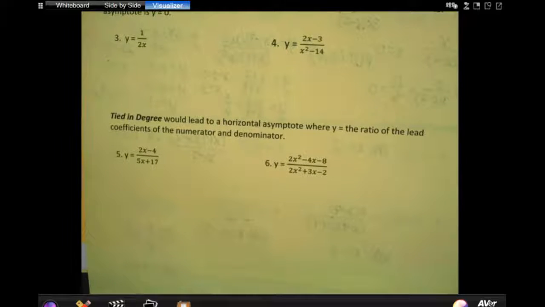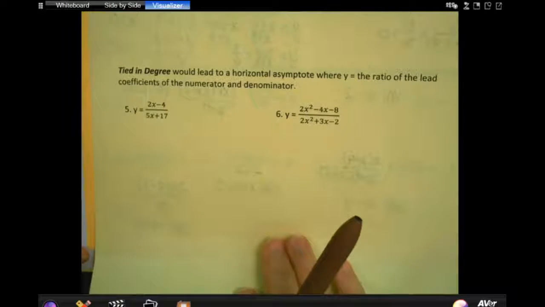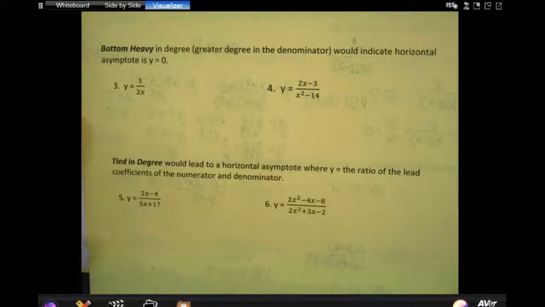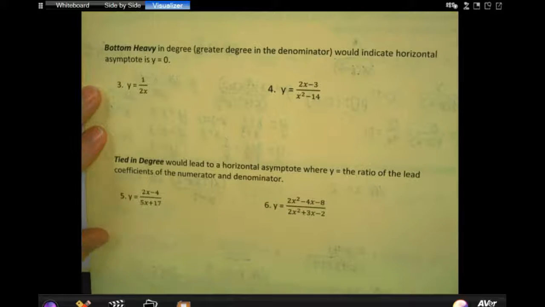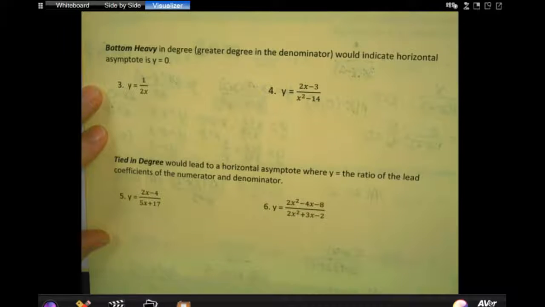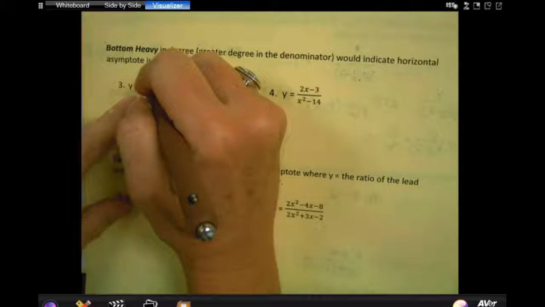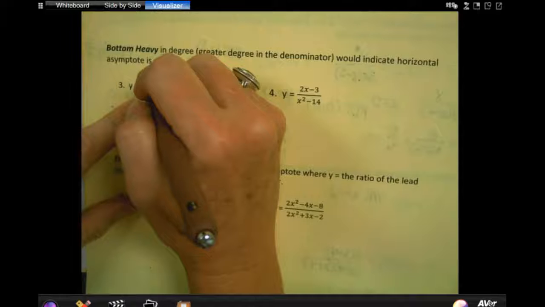So vertical asymptote is through the x. The horizontal asymptote is through the y. And we have 3 different kinds. And I'm going to start with the bottom heavy one. It's in the middle. So to find the horizontal asymptote, I'm looking at the exponents. So what's the exponent on the first one? How many x's are there?